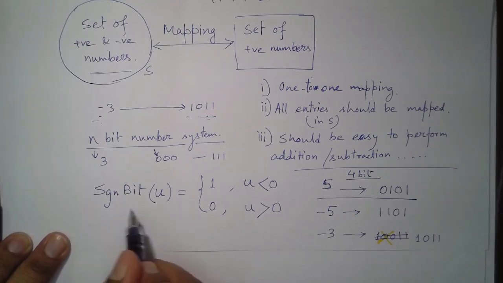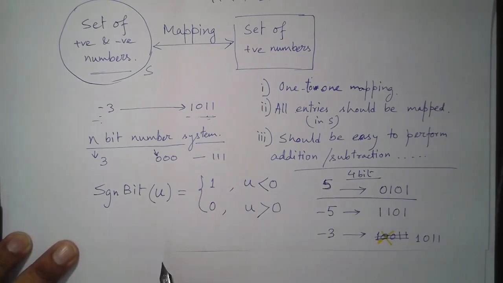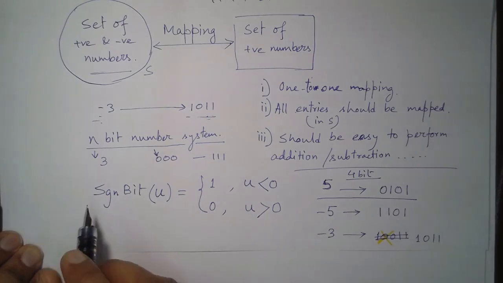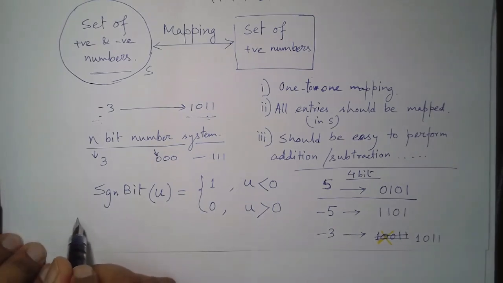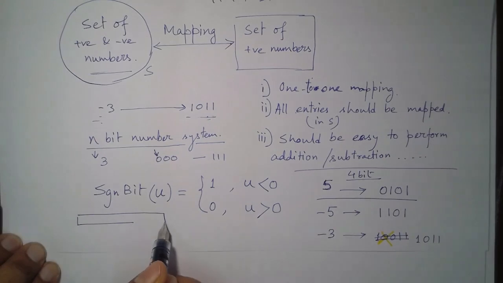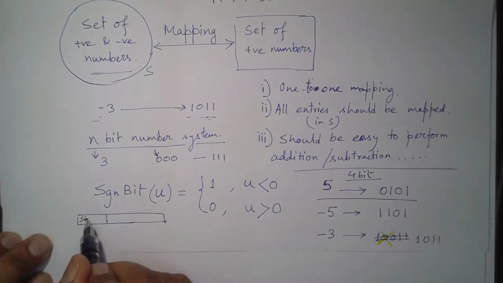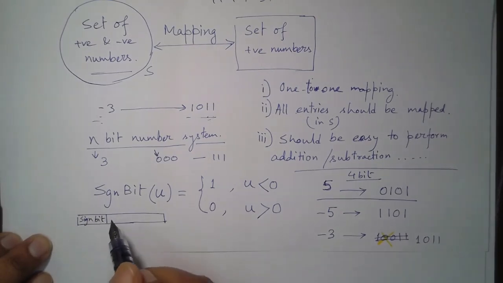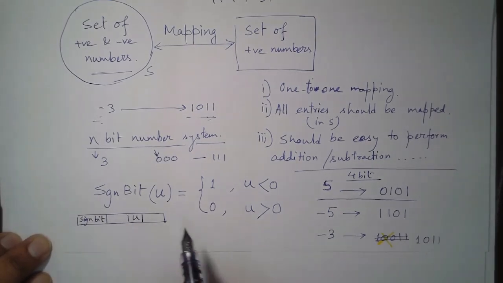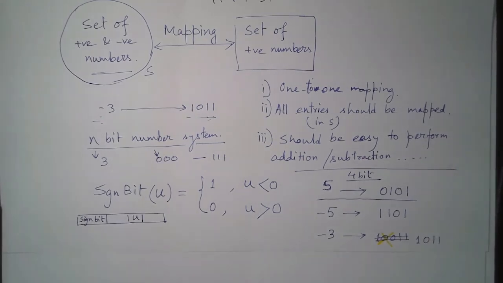So, if we come back to this more formal representation, any number in this sign magnitude representation will be represented like this. You will have a sign bit and then the mod of the number. So, just remove the negative sign and whatever is the absolute value, you represent it in that many bits, alright.